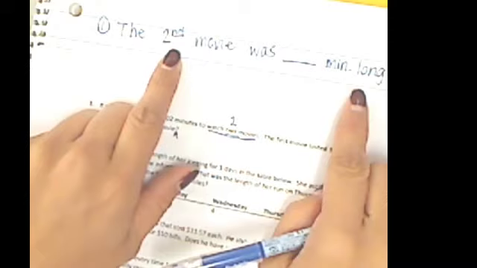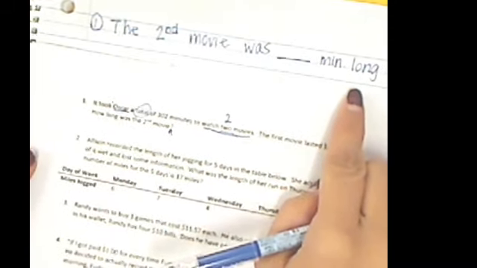So there's your sentence frame, and that way you know exactly what you're supposed to end up with. You're supposed to end up with the length of the second movie, okay? The length of the second movie. How long was the second movie?